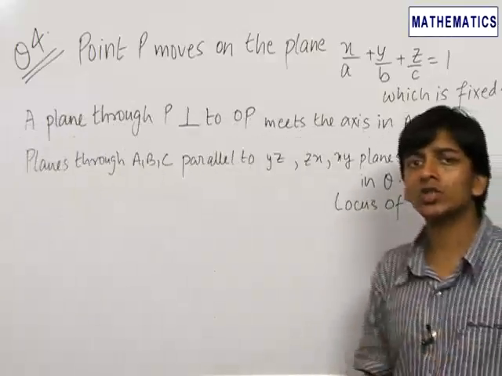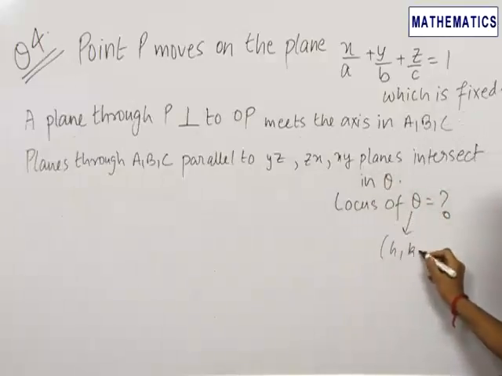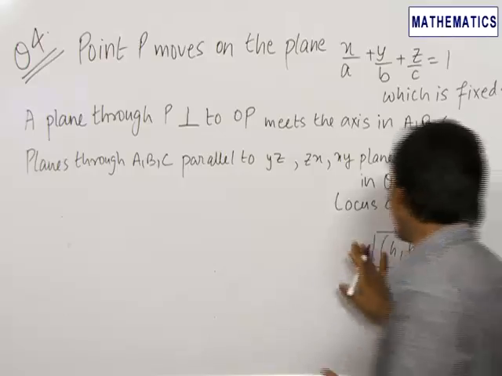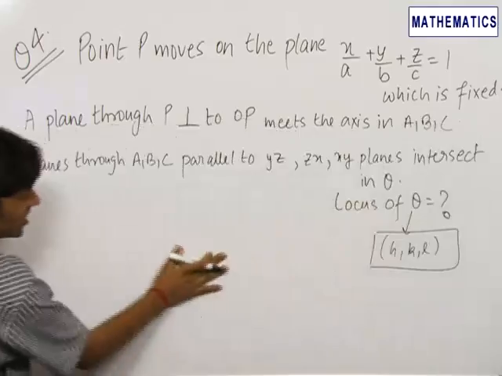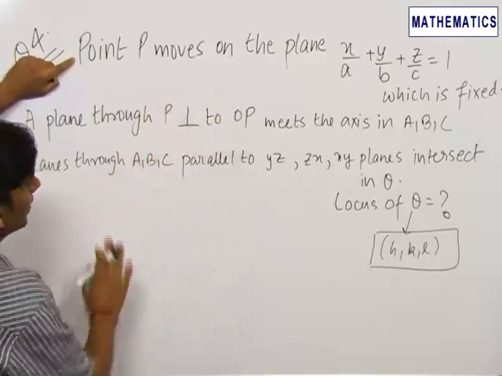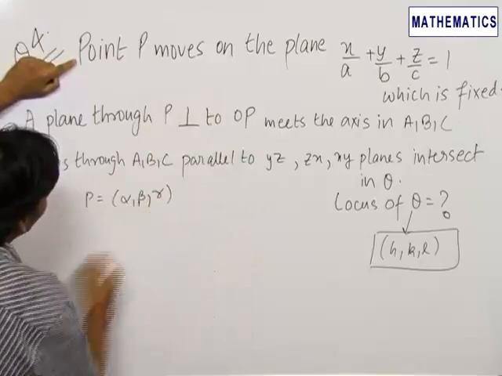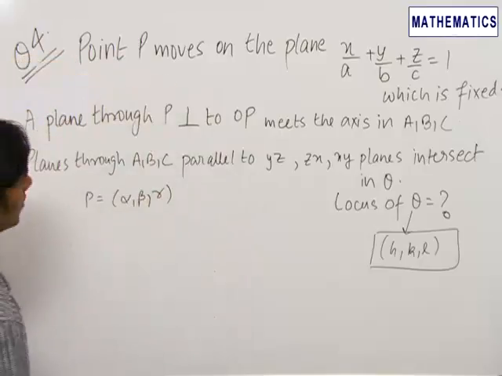So the first thing in locus questions is that you assume the point to be h, k, l. Now we need to find out relations between h, k and l. So let us begin with the information which is first given to us. Point P moves on the plane. So let the point P be equal to alpha comma beta comma gamma. It moves on the plane, therefore it lies on the plane.